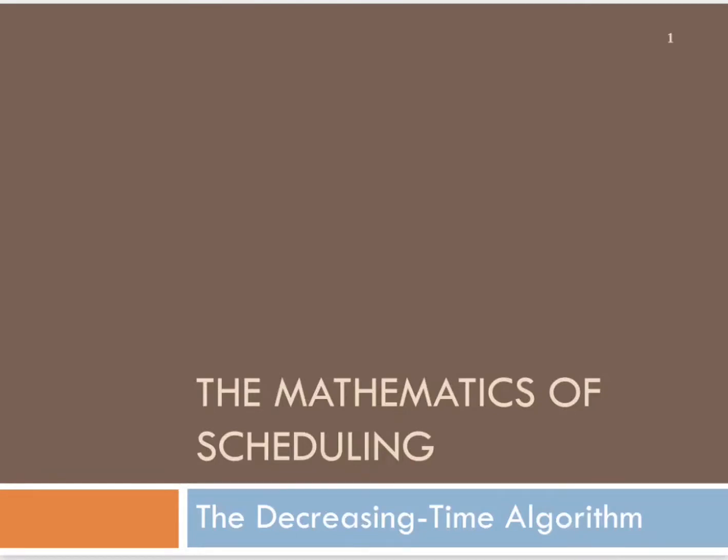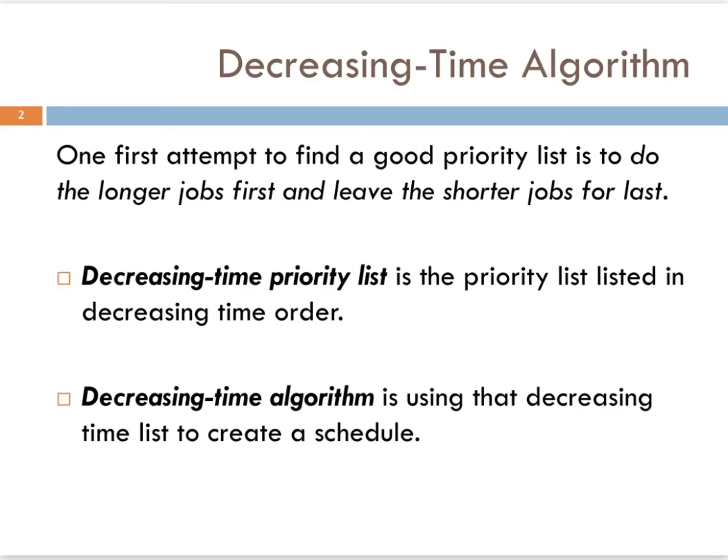Hey everyone, in this chapter presentation, we're going to be talking about the decreasing time algorithm, which is very similar to the priority list, except now we're going to be creating our own priority list. So the decreasing time priority list is literally just a priority list created in decreasing time order. Decreasing means we start with the biggest and we go to the smallest. The decreasing time algorithm is just an algorithm that uses the decreasing time list to create a schedule, just like we did with priority list.